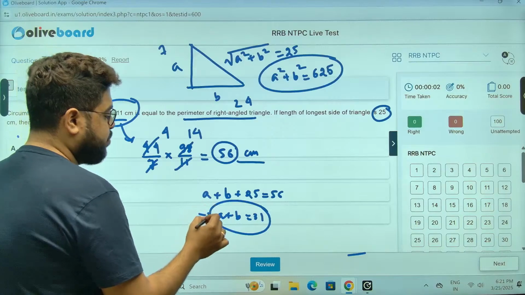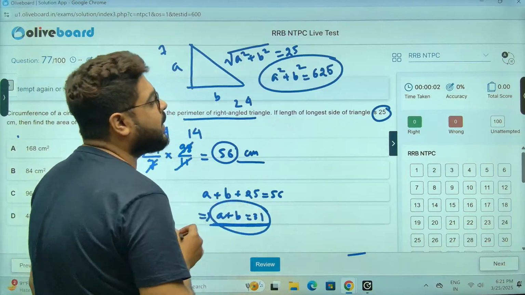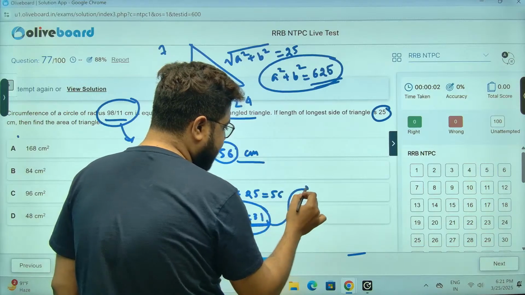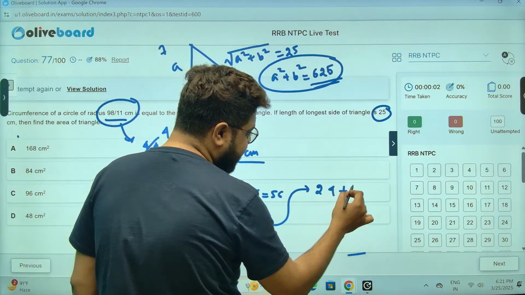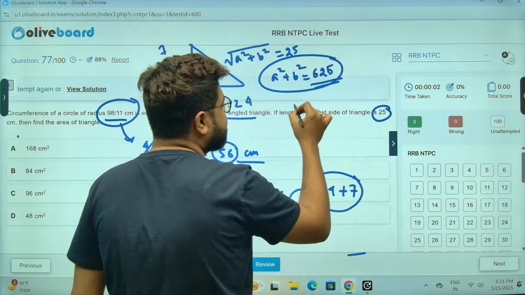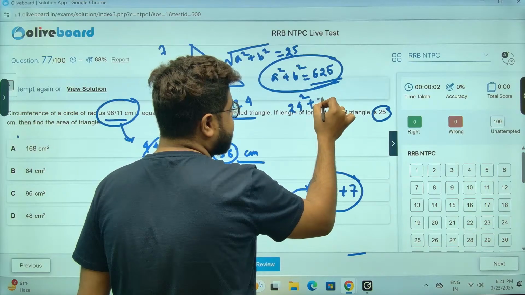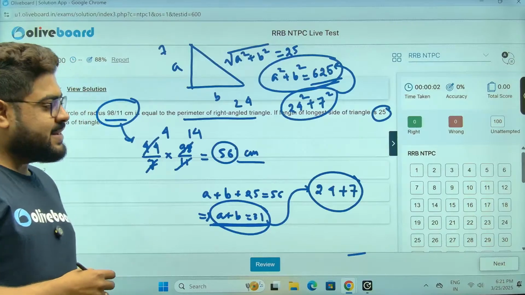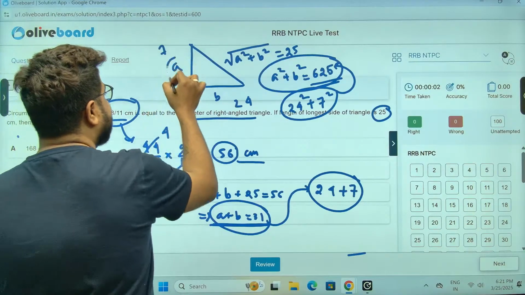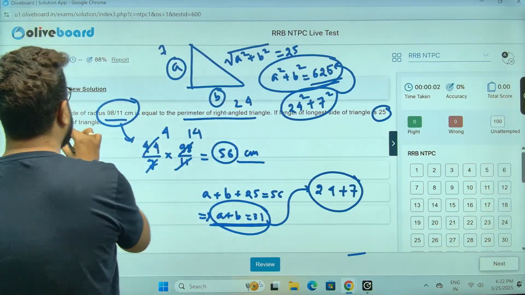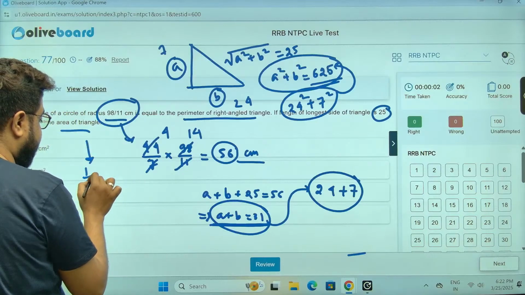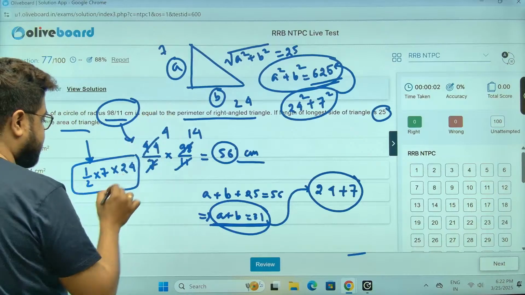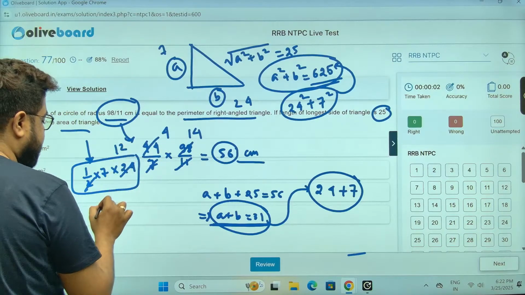Sir, you see, two numbers' addition is 31. Sir, addition 31, 24 plus 7, and you do 24 square plus 7 square, 576 plus 49, you'll get this. So that means one side is 7, one is 24. They're asking the area. Half into 7 into 24. You don't need to solve the equation. 7 12s are 84.